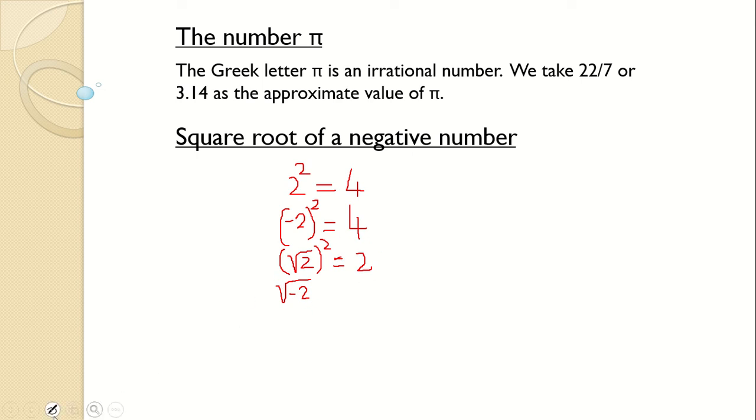I hope these three are clear to you. 2 squared is 4, -2 squared is also 4, and √2 squared is 2. So all the answers are coming positive here. All these three squares are positive. But if I take the square of root -2, this answer will not be positive. Now root and square will cancel each other and I will get the answer -2. So the answer is coming negative here.